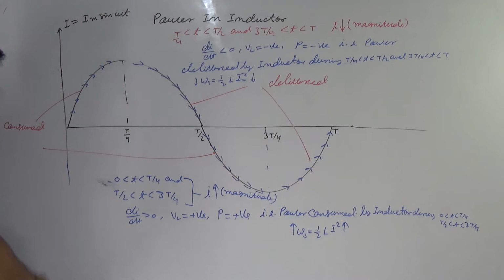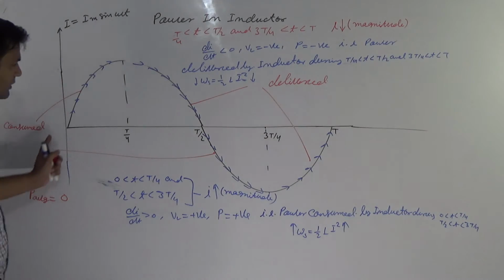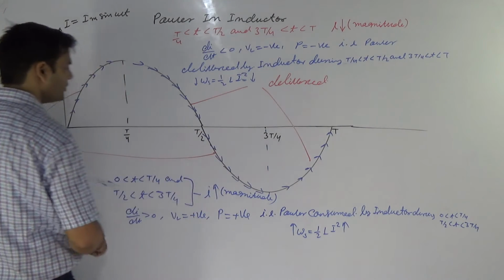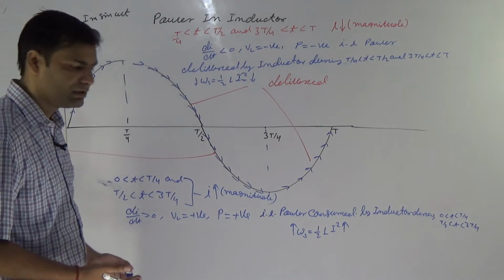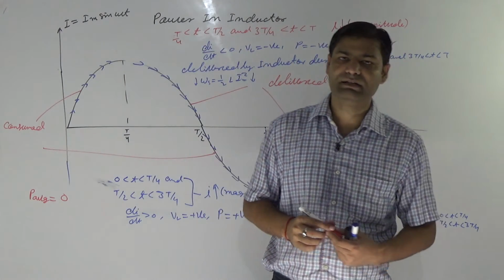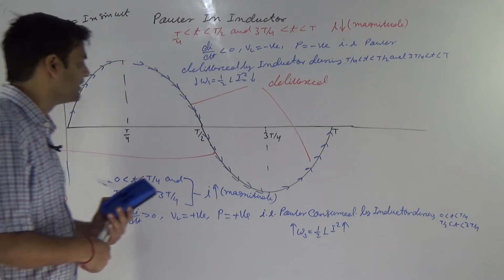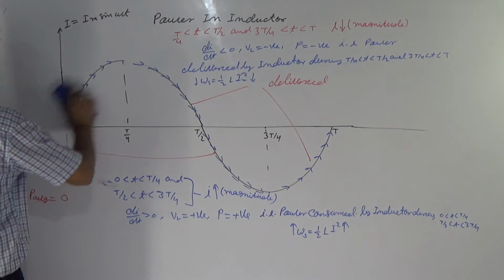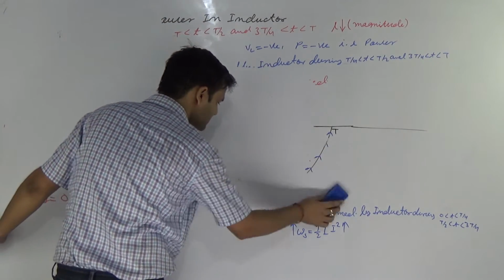Is it clear? Average power is equal to 0. Look, during 0 to T by 4 the inductor stores energy; another time, T by 4 to T by 2 and 3T by 4 to T, it delivers. It means in one cycle the inductor's average power is 0. Delivered power equals consumption. That's why the average power in an AC inductor is 0.